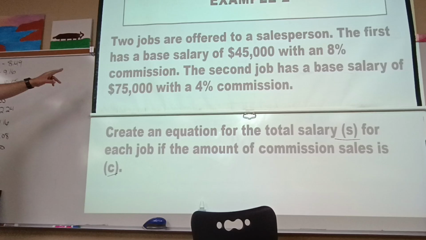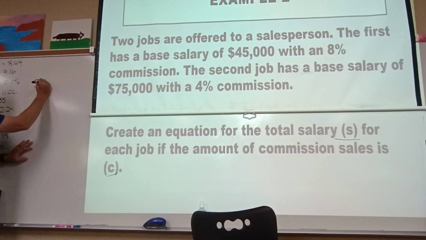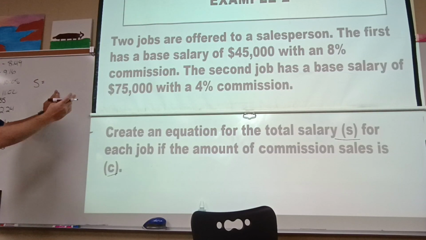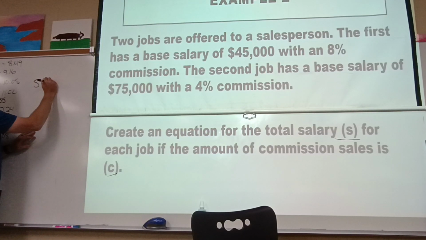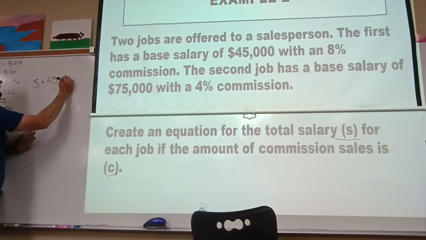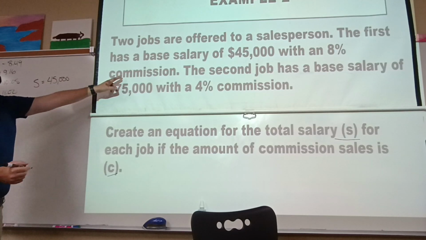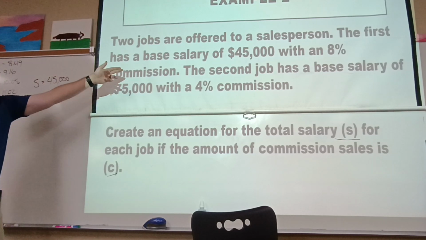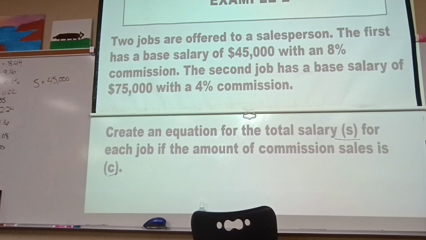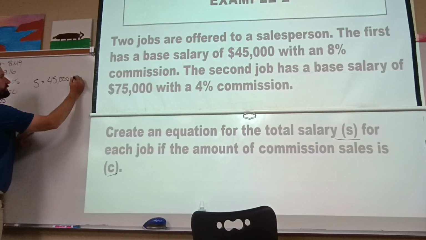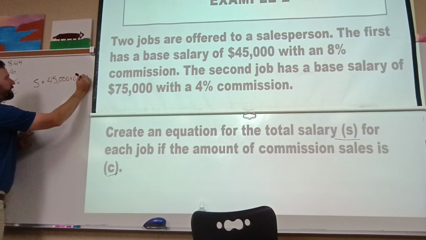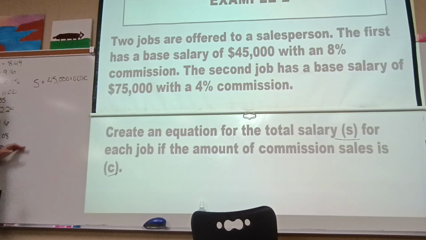So the first job is what? Their salary is going to be equal to, what's their initial? 45,000. And I could put that in the back end. Remember, you can flip-flop when you're adding, right? Commutative property. I'm just going by what I'm reading. Now, 8% commission, that's a rate, right? It's 8% of C is what they get. So I'm going to do plus. Be careful now, 8% becomes 0.08, right? Times C. So that's how much money they're going to make.